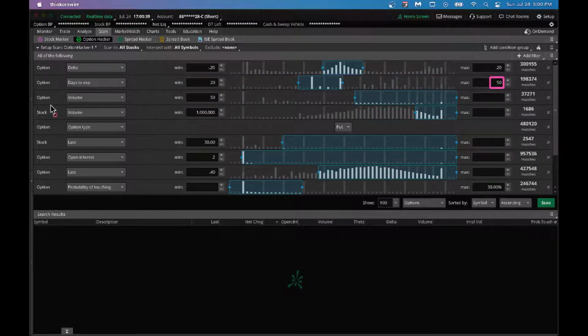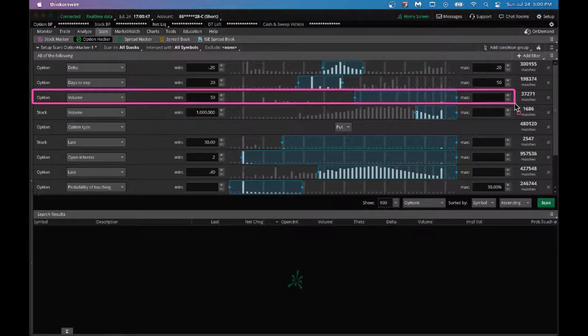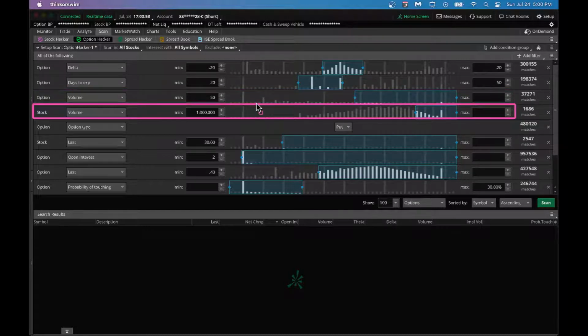Next is the option volume. You want to make sure there's a good option volume. I got minimum 50 here selected. Next, the underlying stock also needs to trade very well. I got minimum here 1 million. That tells you these stocks are very liquid. You can get in and out, which is always good.